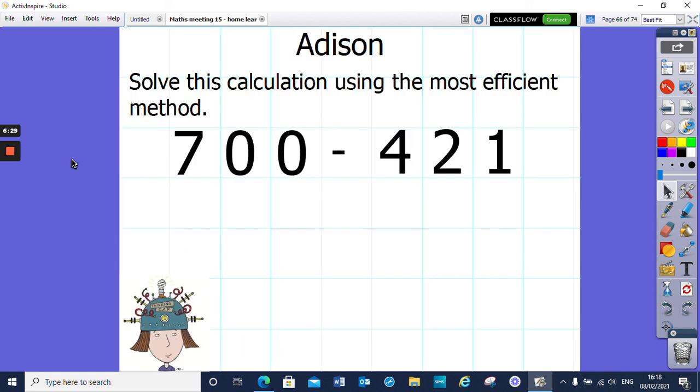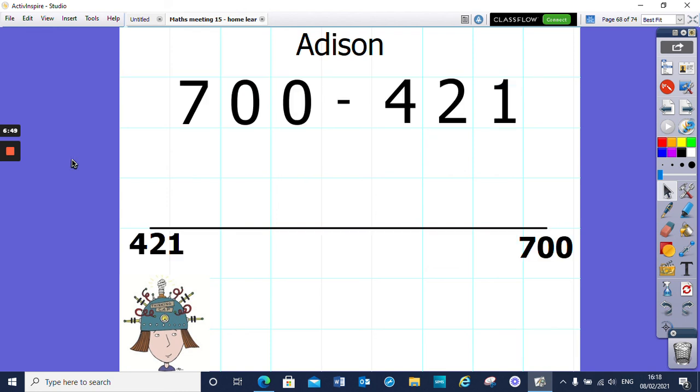Addison wants us to subtract today, and she wants us to solve this calculation using the most efficient method. I've got 700 subtract 421. Okay, how are we going to solve that using an efficient method? Off you go. Okay, let's see. Hopefully you all went for a number line. Our first number here has got 2 zeros, so it's always better to use a number line.